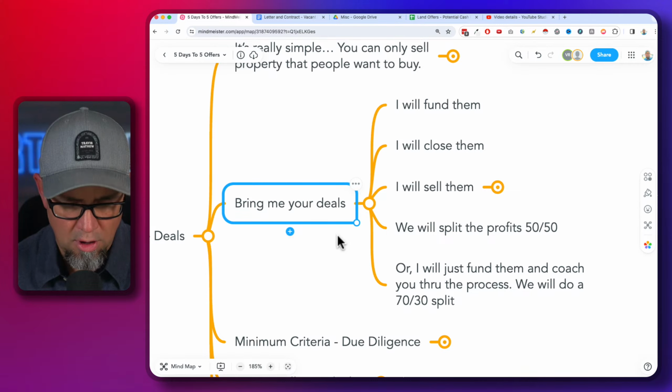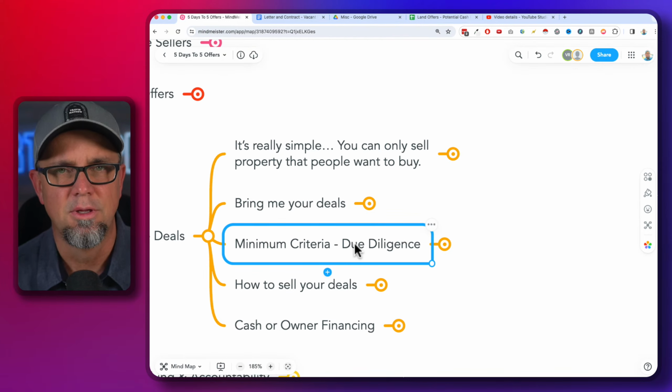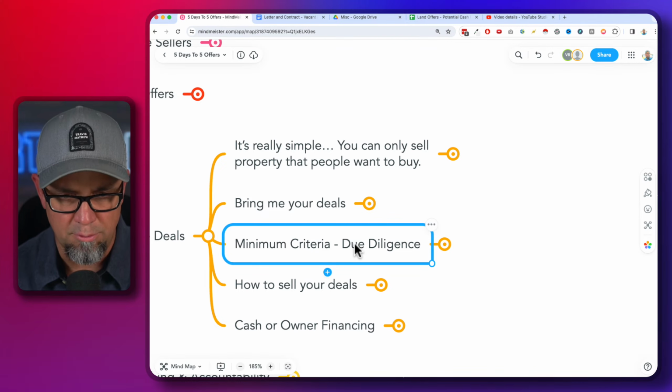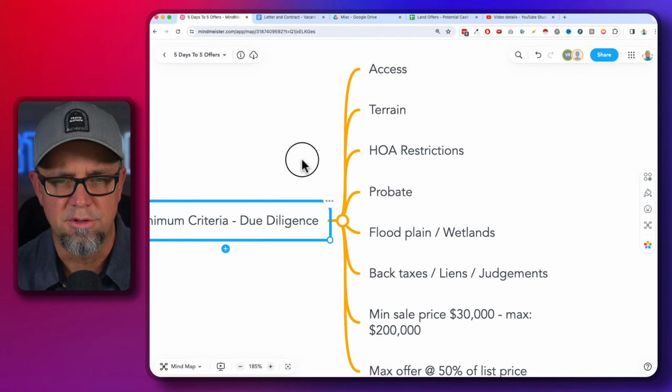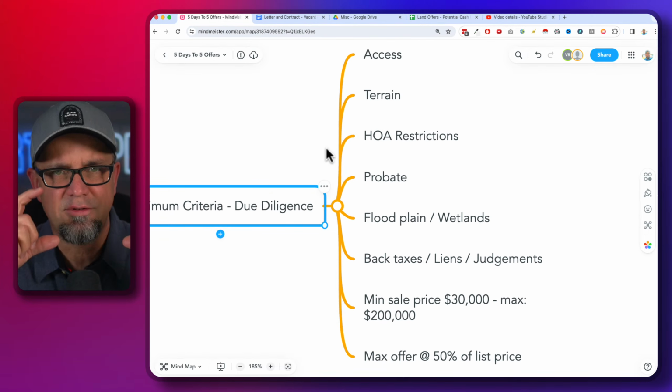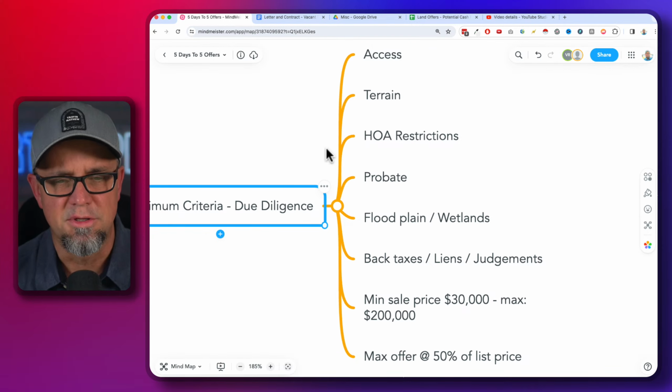Now, there are some minimum criteria, and this is my minimum criteria. If you're going to bring a deal to me or any funding company, you have to know your minimum criteria for your due diligence. And this is really important. You have to have a minimum buy box, and never, ever, ever deviate from this buy box.